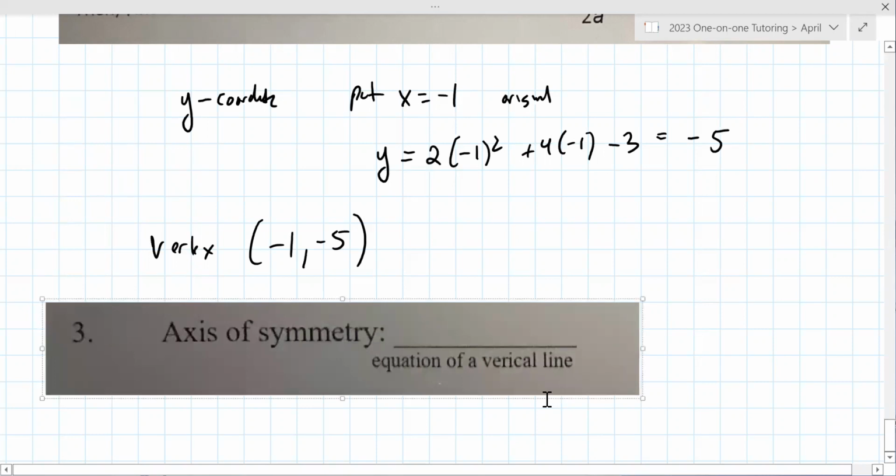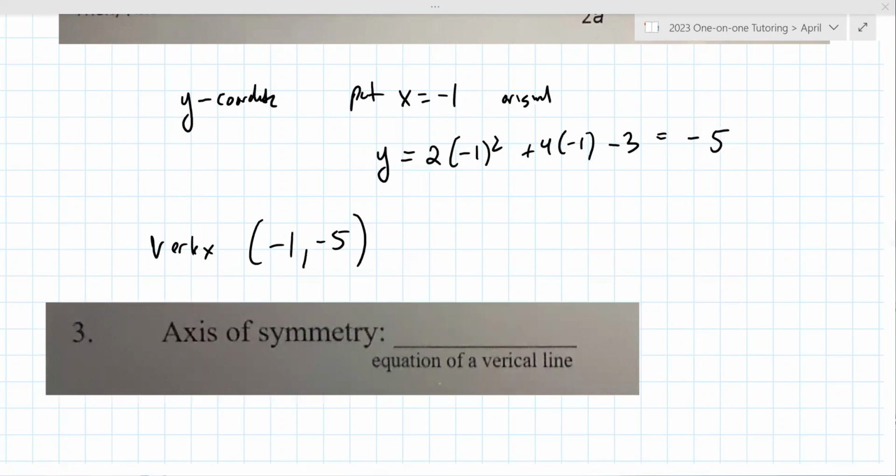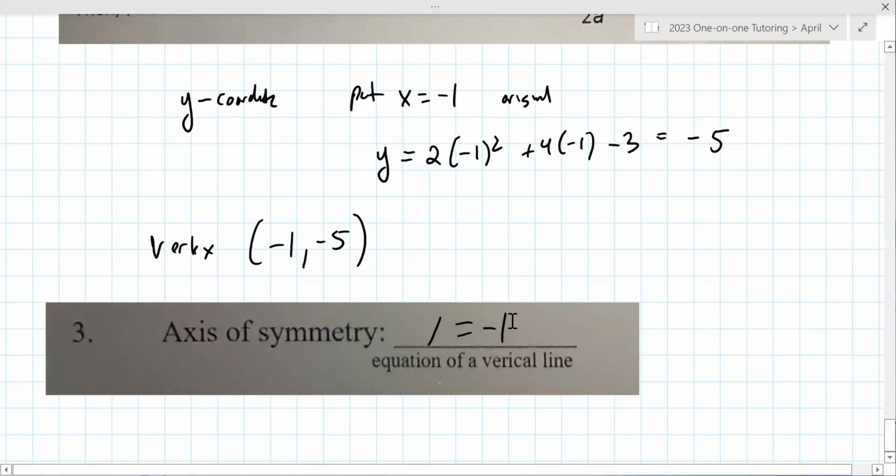Okay. So let's do the axis of symmetry next. Do you remember what that is? How we find it? It comes from the vertex. It's x equals -1. Yes, you got it. Okay, where's the x? There it is.